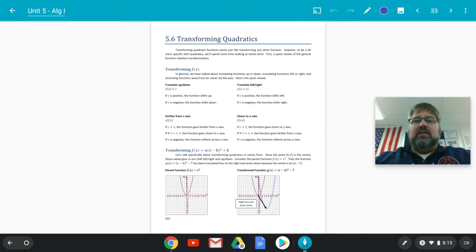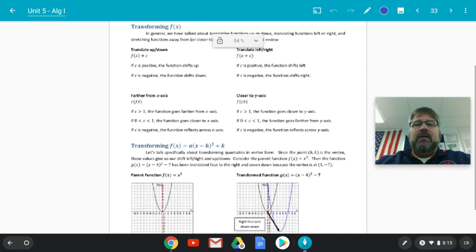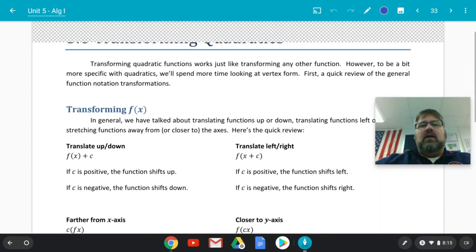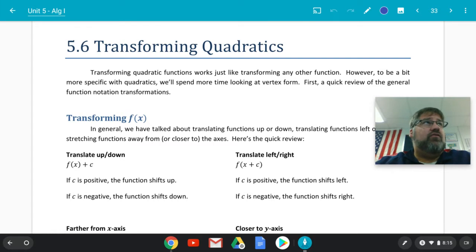Okay. Make sure that you're on section 5-6 because I'm going to have you cross off some of the things that are in your book and write new. Let's go to work. Transforming quadratics.